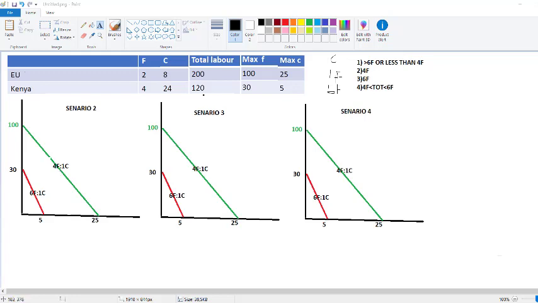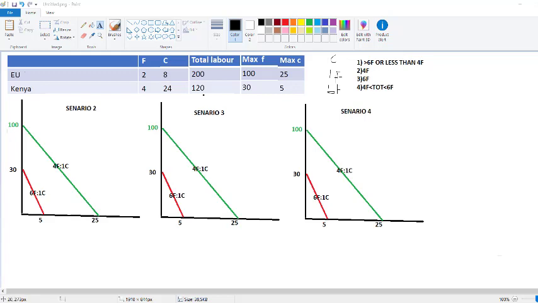So all production shifts towards food. What is the problem here in terms of Kenya? In Kenya, they're producing 6F per one chemical. Now the price is less than 4F, say 3.5. If it's at 3.5, it means that chemicals have become cheaper, which means that food has relatively become more expensive. And because food has become more expensive, that's enough incentive to shift all production towards food.